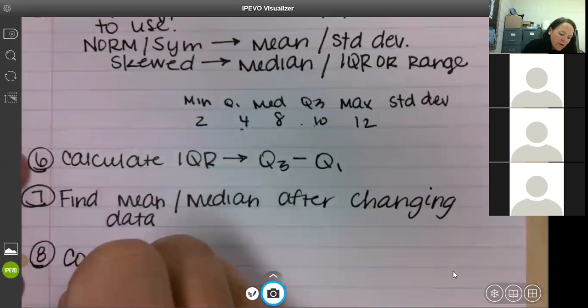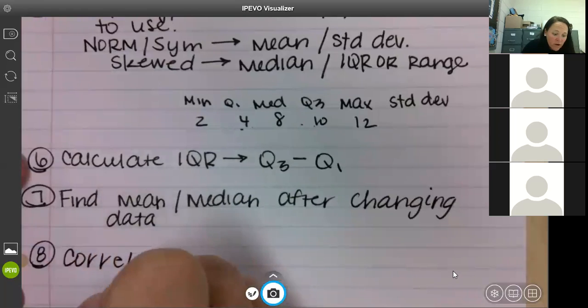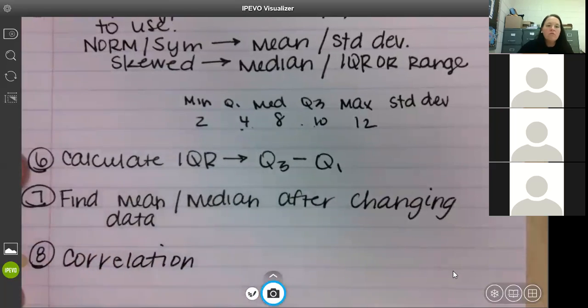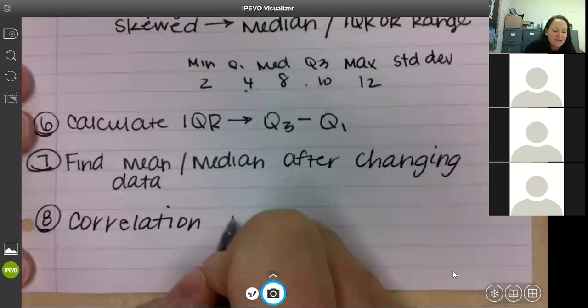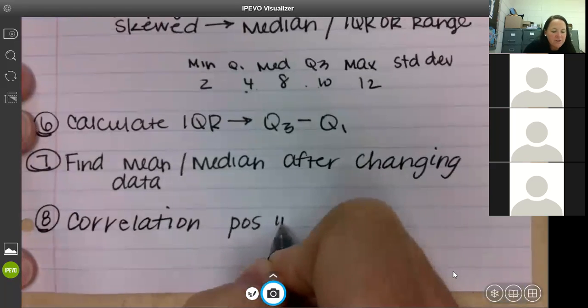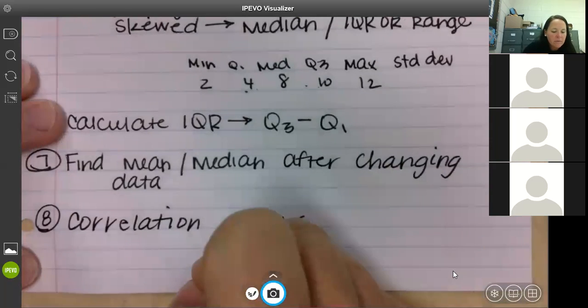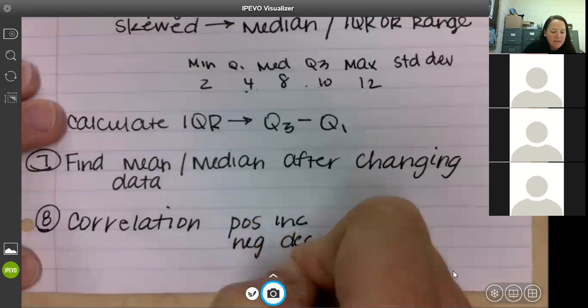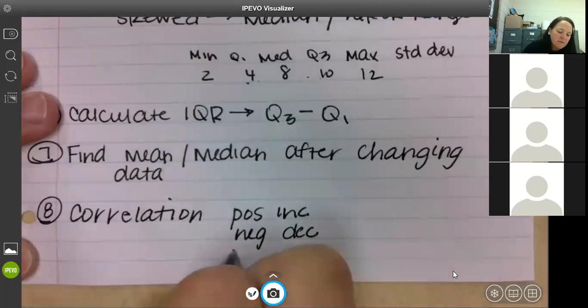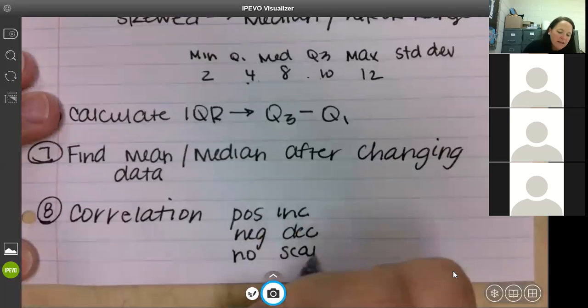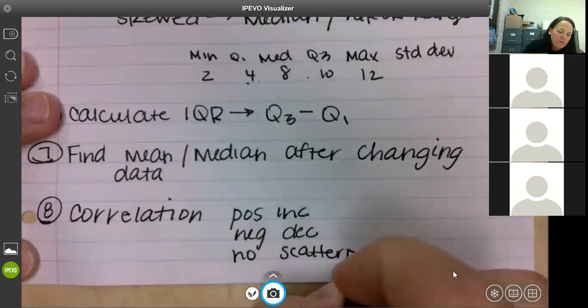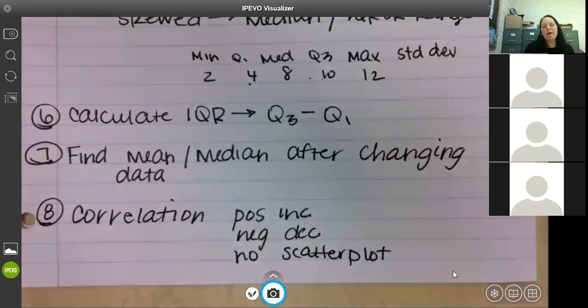The 8th one we didn't really talk about, but we know it. Know the difference in the correlation. Remember, positive is increasing, so positive correlation is increasing. Negative is decreasing. No correlation would be like a scatter plot, with no defined pattern. And we'll get back to correlation, but this one's not hard on your test. I think you're looking at a chart and telling whether it's positive, negative, or no correlation. Okay.